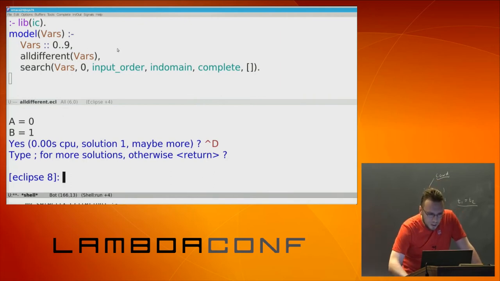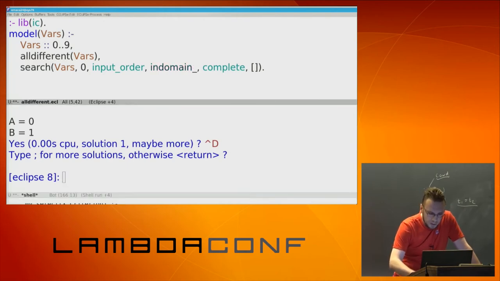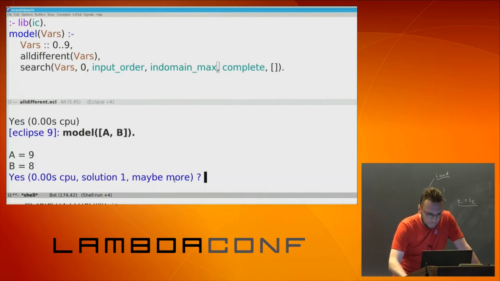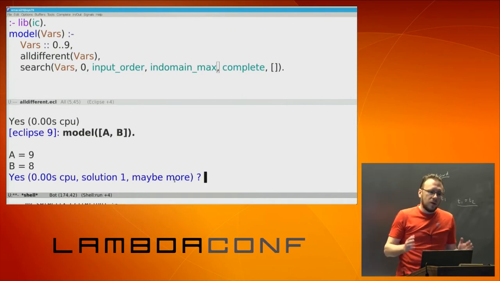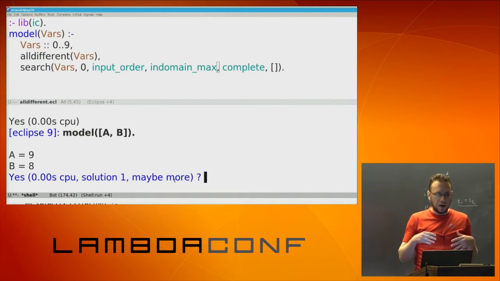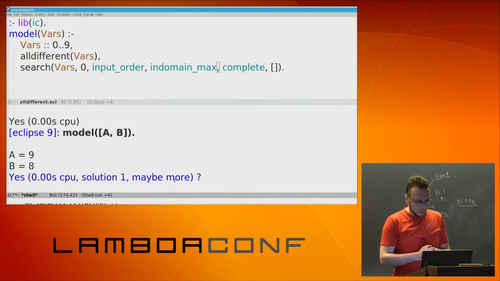And now let's try different heuristics. For example, instead of indomain, let's try indomain_max. Now it again takes the first variable, but assigns the largest value in the domain to it, 9 and 8.